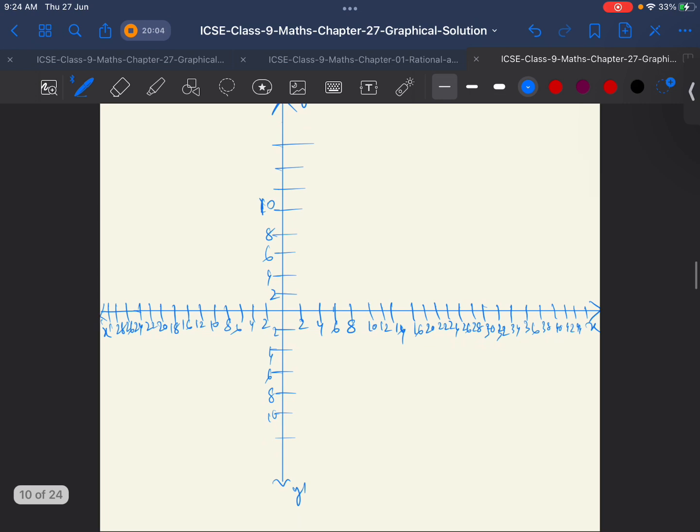Okay, so first we plot the point (7, minus 1). This point is here. Then (minus 9, 2), this is here. And (23, minus 4) here. Now we draw the line.